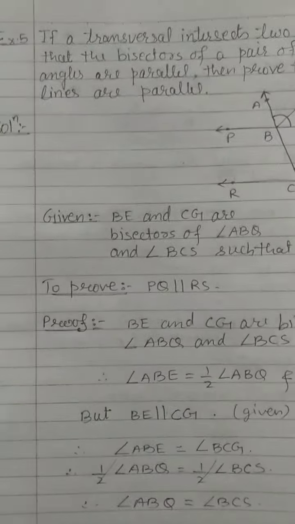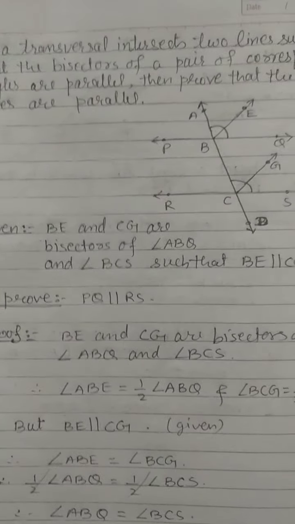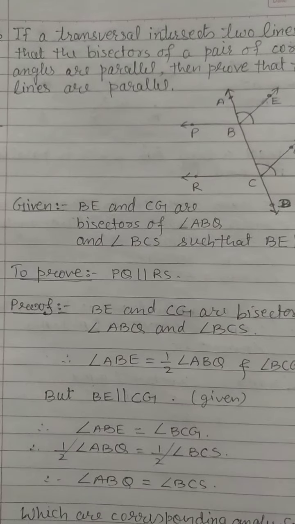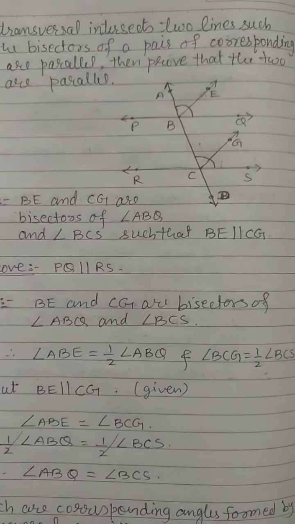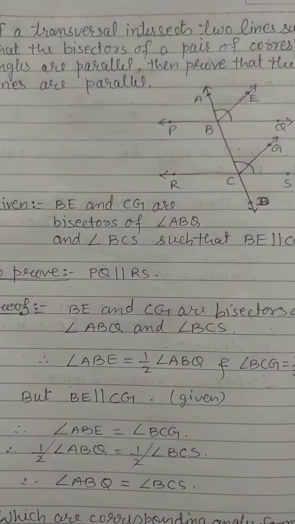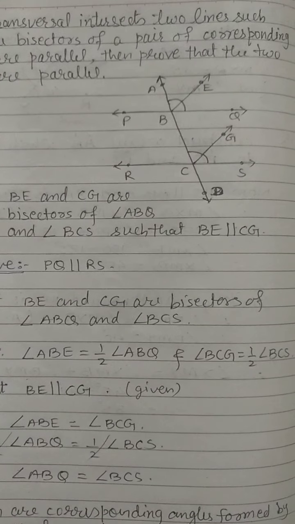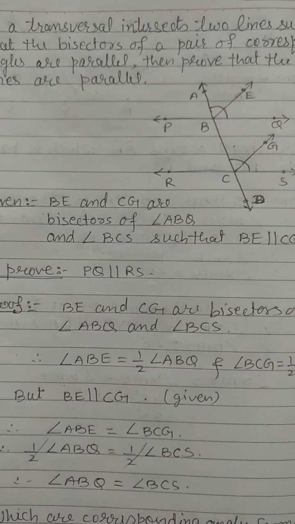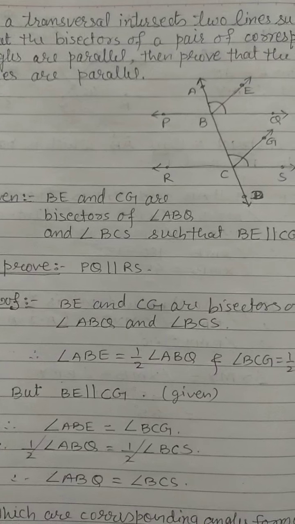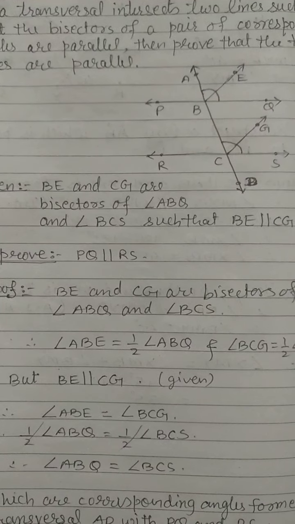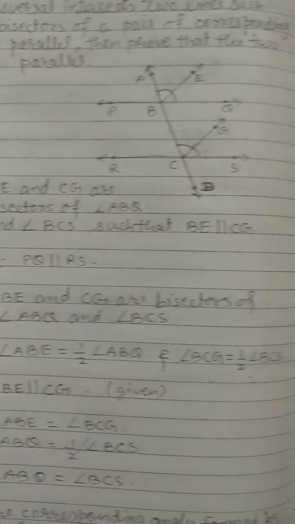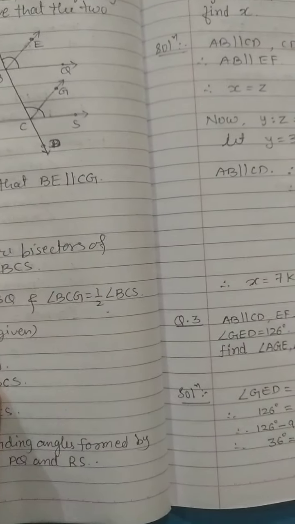Example number 5. It is a question of the proof type. If a transversal intersects two lines such that the bisectors of a pair of corresponding angles are parallel, then prove that the two lines are parallel. Check what is given here and what we have to prove.